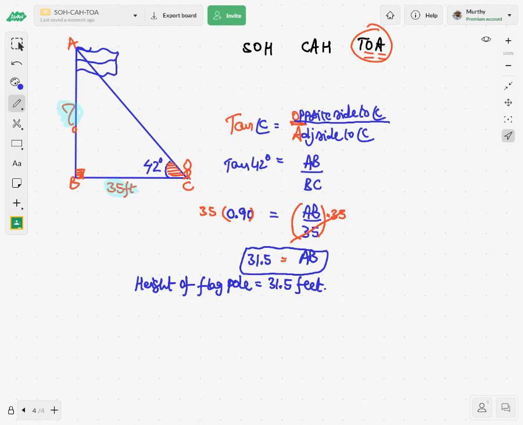I don't know how many of you noticed. Only one side is given and one angle is given, and then you found the height of the flag post. You may say, can I use Pythagoras theorem? Yes, but if you want to use Pythagoras theorem, you have to have at least two sides, but here only one side is given. That's the beauty of this. One side and one angle are given. Okay, let me take one more example.